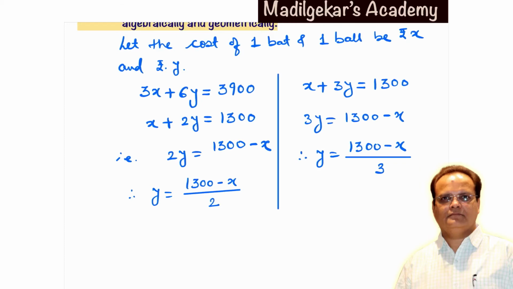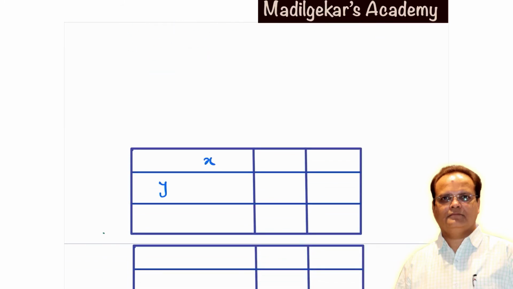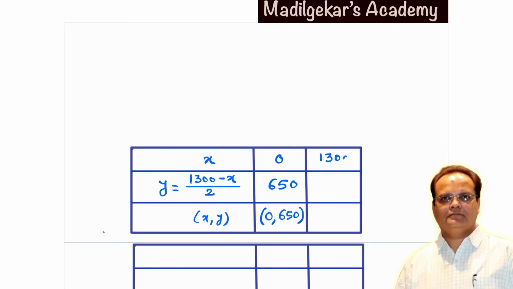Let us find points on these two lines. In the first row, x. In the second row, y is (1300 minus x) upon 2. In the third row, the pair x comma y. So if we substitute x equals 0, then the corresponding y value will be 650. So the first point is (0, 650). Now put a convenient value of x, say 1300. The corresponding y value will be 0. So it is (1300, 0).